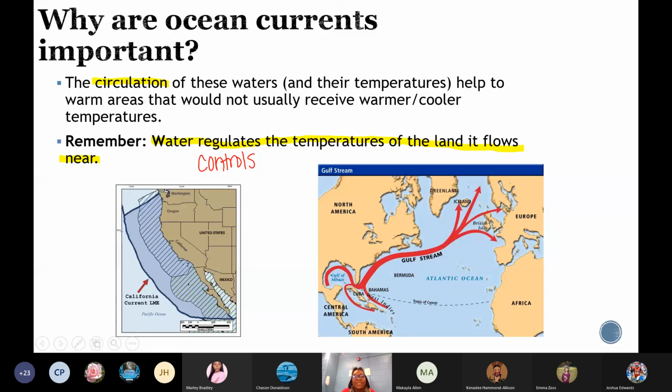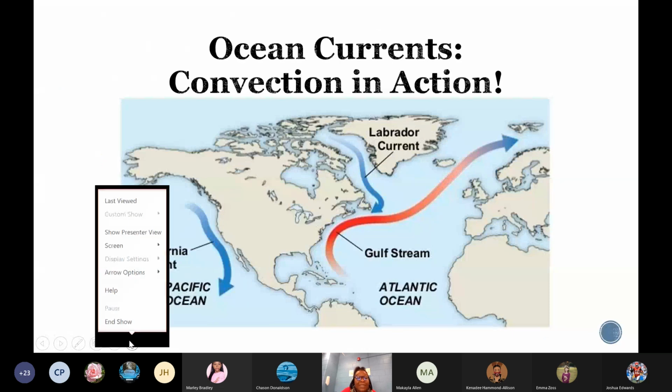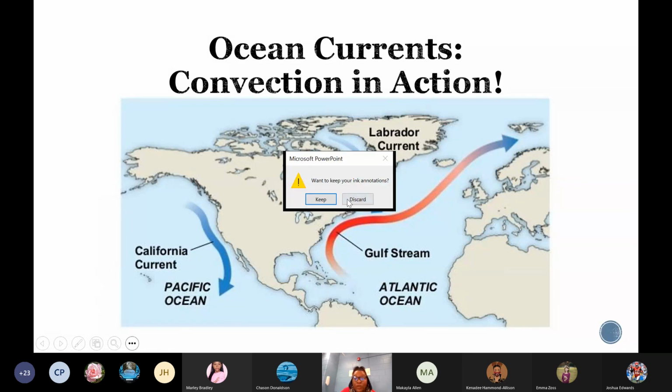So let's talk about the assignments that you're going to need to complete today using these new notes.